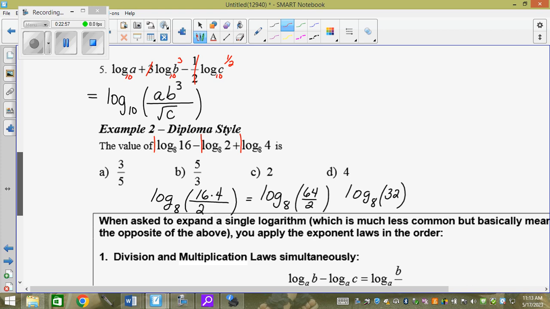I know it's not 2 or 4. Which one is it, A or B? B makes sense because 8 to the 5/3 is just the same thing as saying the cube root of 8 to the 5. What's the cube root of 8? 2. 2 to the 5 is 32. So 5/3.